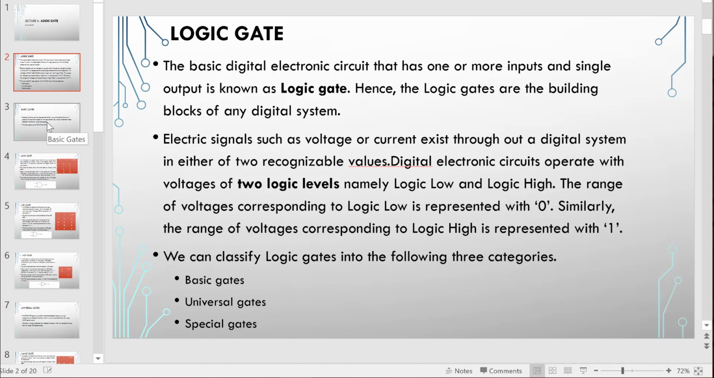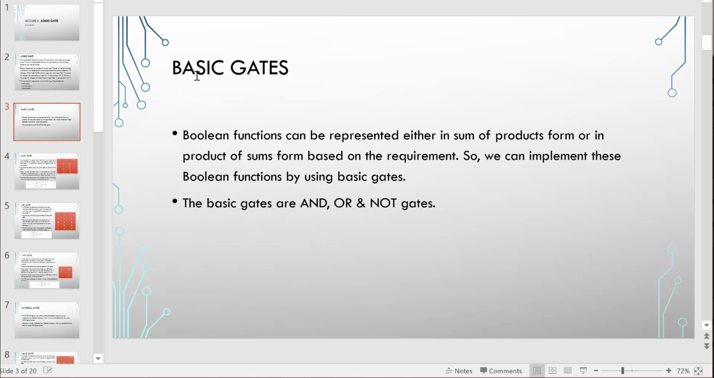Let's discuss these gates. First of all, we will discuss basic gates. In these basic gates, we will show that Boolean functions can be represented either in sum of product form or in product of sum form. There are three basic gates: AND, OR, and NOT gates.